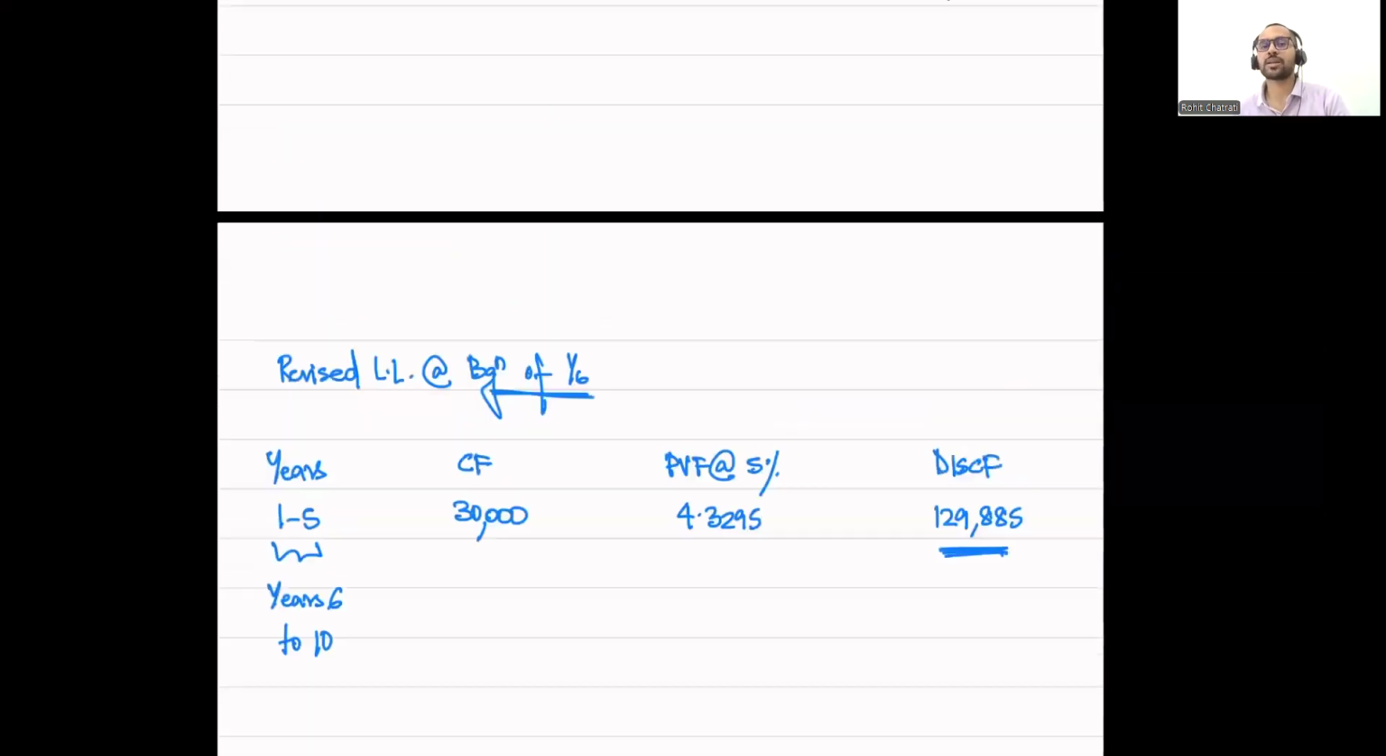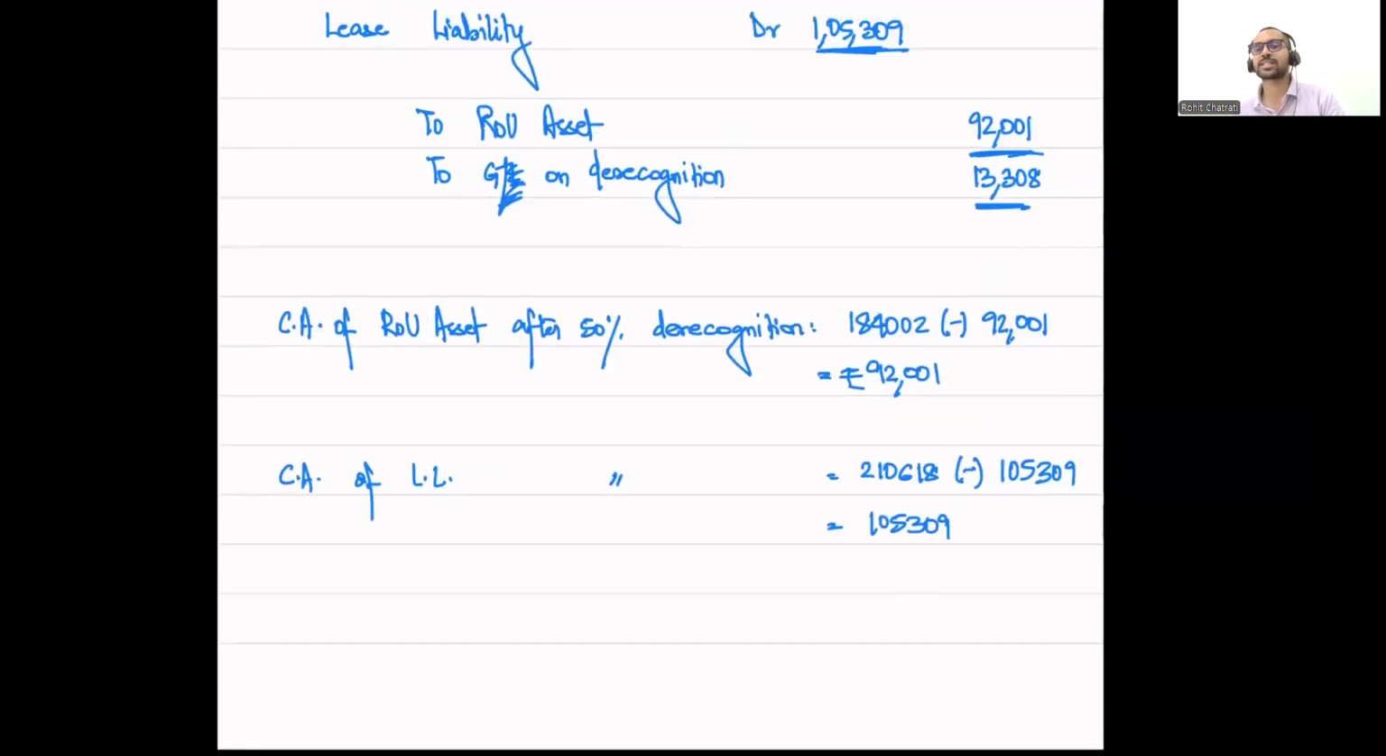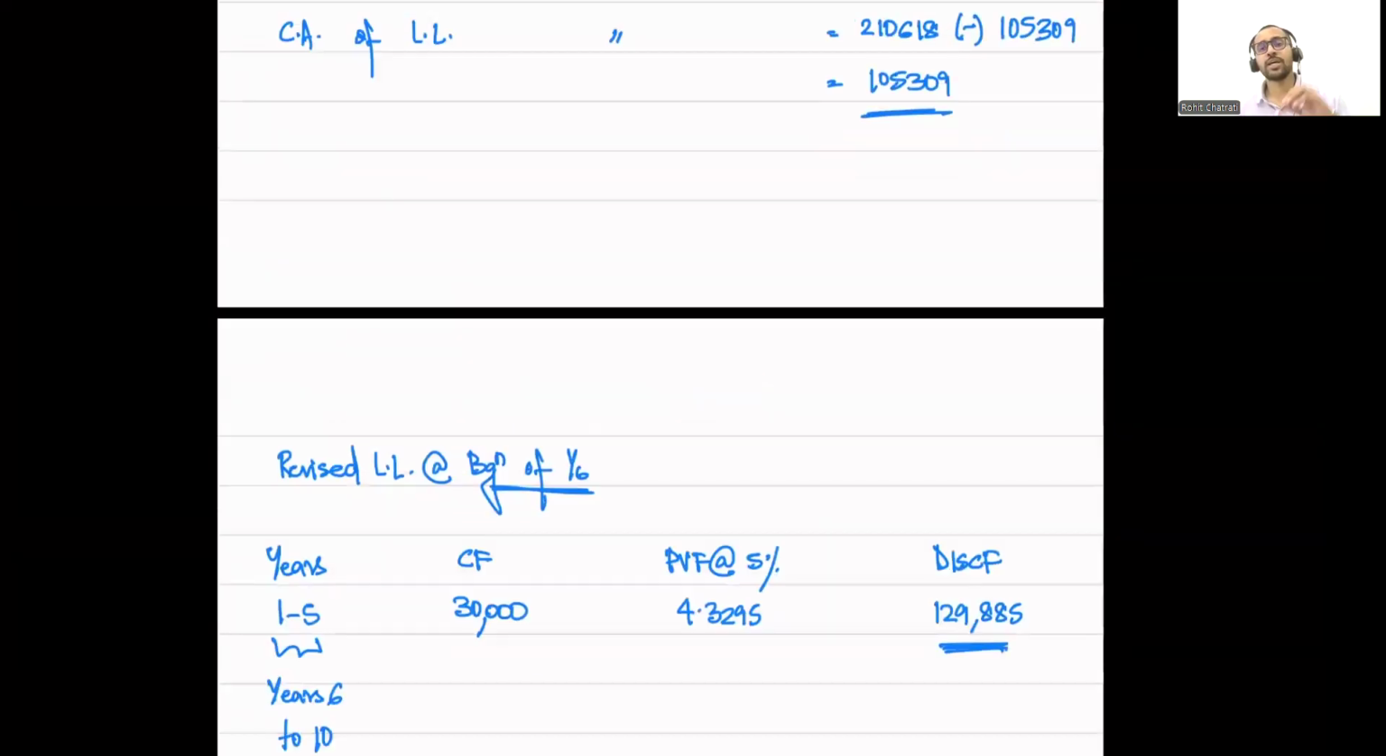What is the liability in my books of accounts? Is it 210,618? The answer is no. It's not 2,10,618. It is actually 1,05,309. Therefore, I need to increase the carrying amount of the lease liability in my books of accounts.